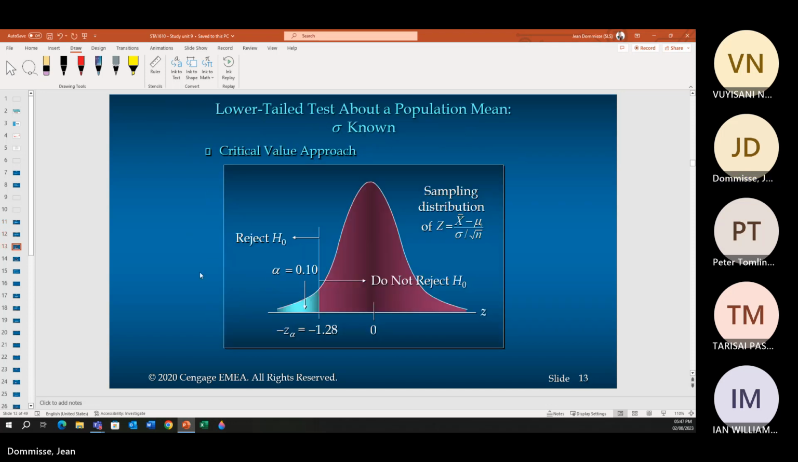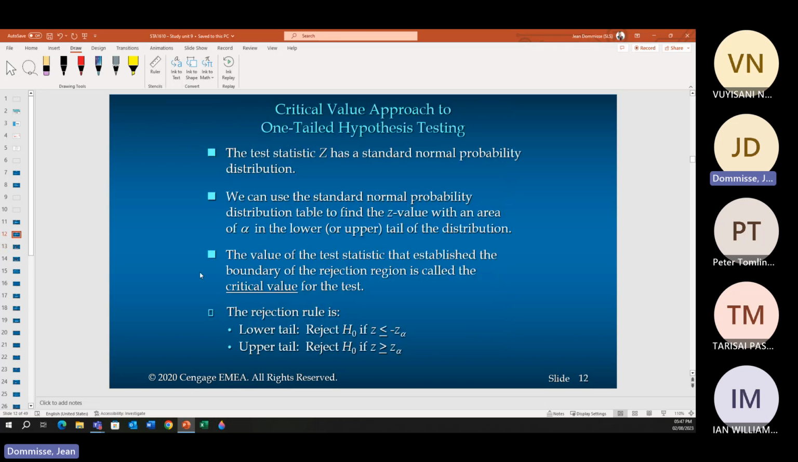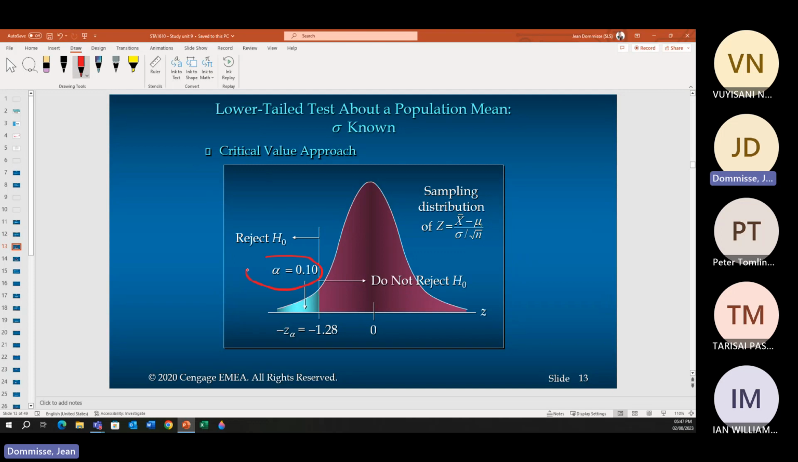Okay, so when we're going to work with this, remember, I said the first thing is we're going to create a hypothesis test. We're going to get the alpha. We're going to work out what the Z is. Then we're going to make a decision if I reject or if I do not reject.